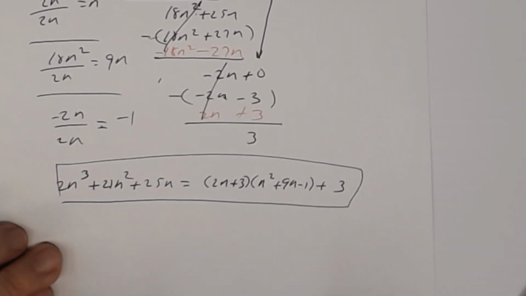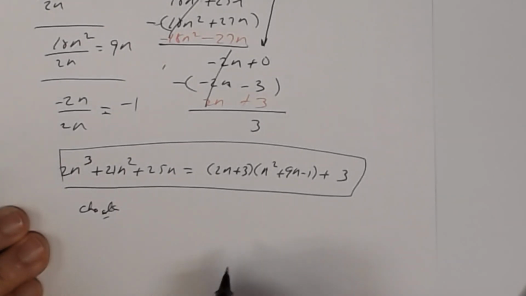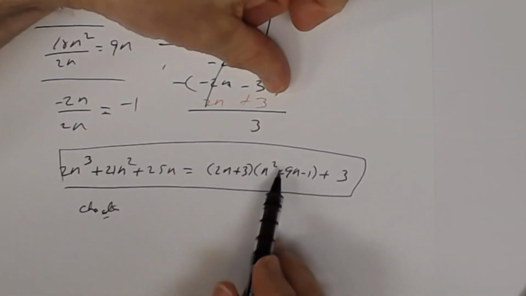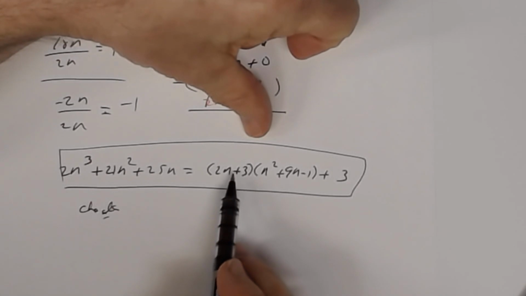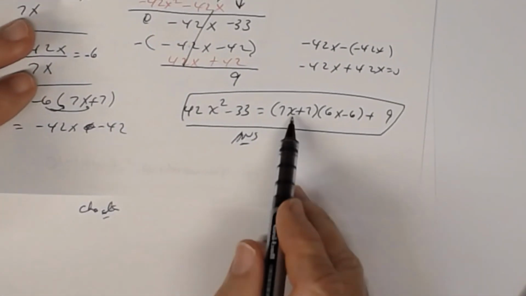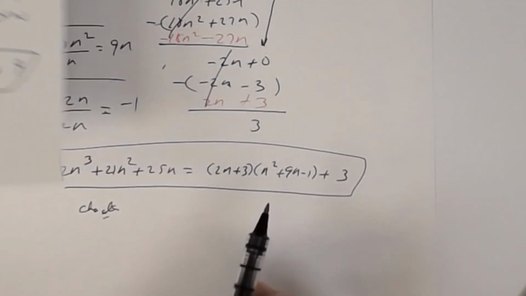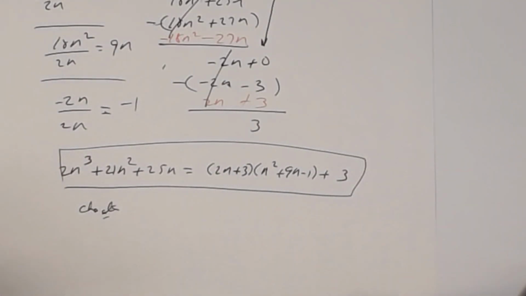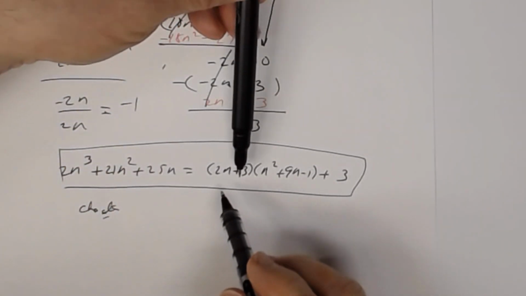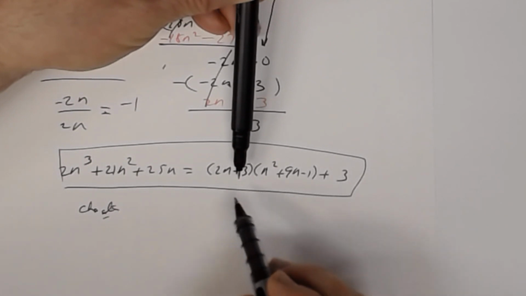Now, if you want to check this, and again, it's always a good idea to check this if you have time, you want to see if this and this are equal. But be careful. Remember, in the previous problem, we were able to use the FOIL method because I had a binomial times a binomial. Here, though, I can't use the FOIL method. So you've got to remember, you have to use the distributive property. You're going to take each term here and multiply by this trinomial.